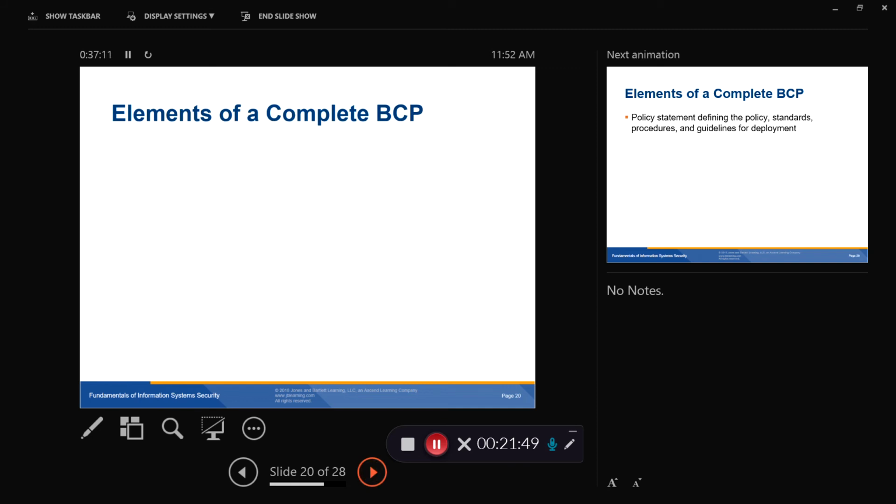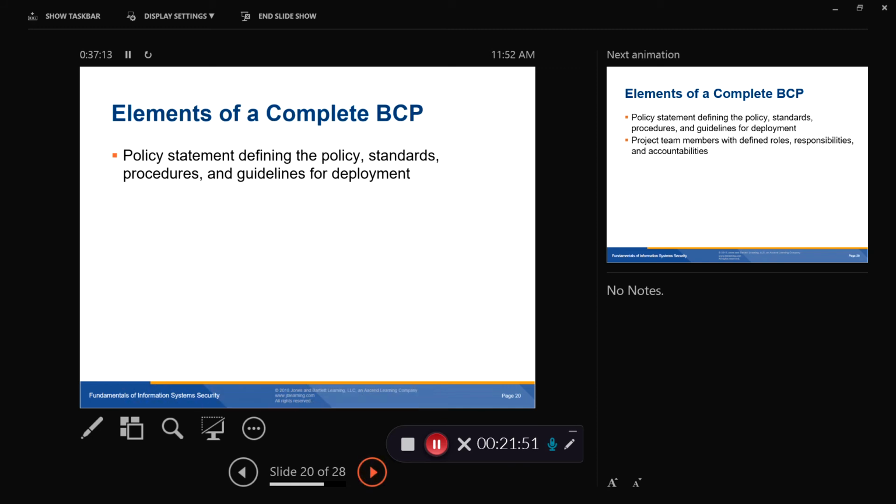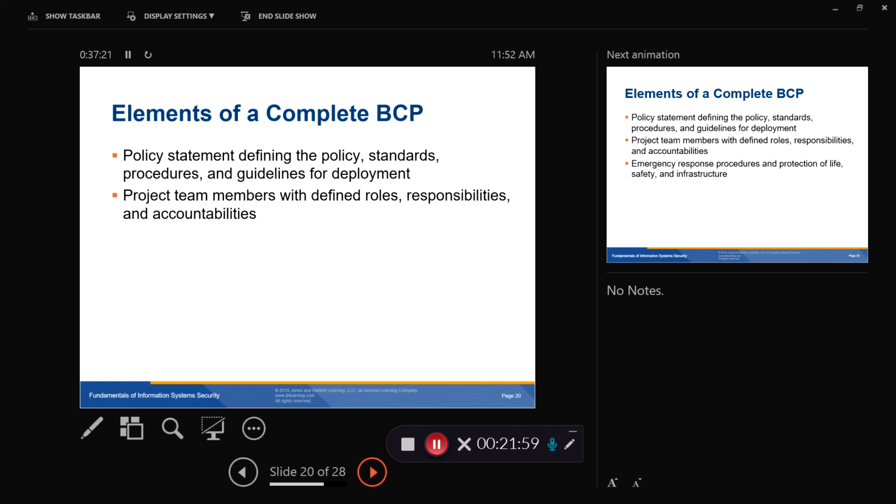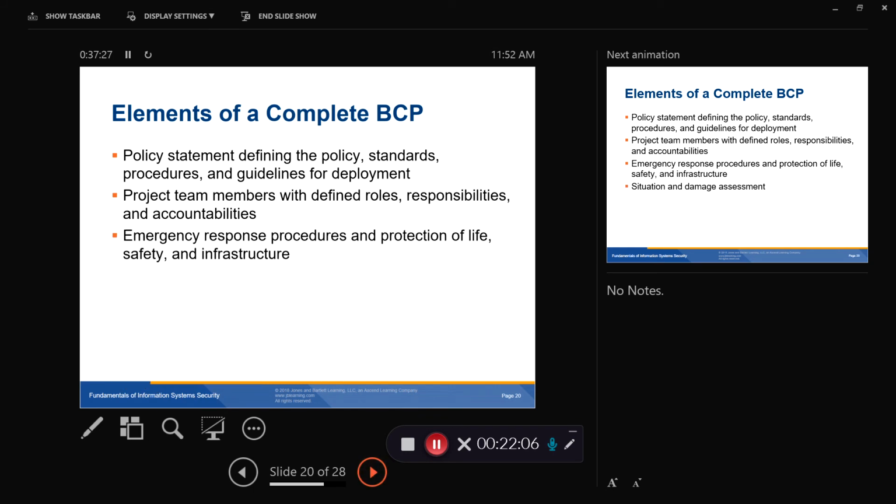So the elements of a complete BCP. You have to have a policy statement defining the policy, standards, procedures, and guidelines for deployment. Project team members with defined roles, responsibilities, and accountabilities. Emergency response procedures and protection of life, safety, and infrastructure. Situation and damage assessment.